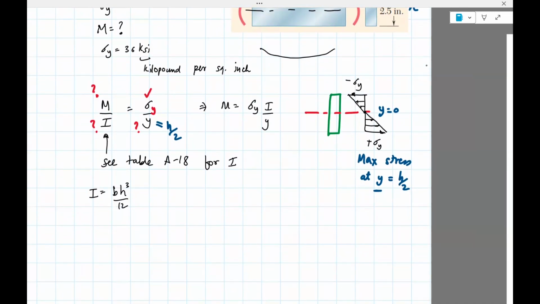So we have M is equal to sigma y times 1/12 b h cube. y is h divided by 2. So we have sigma y b h square divided by 6, I think.